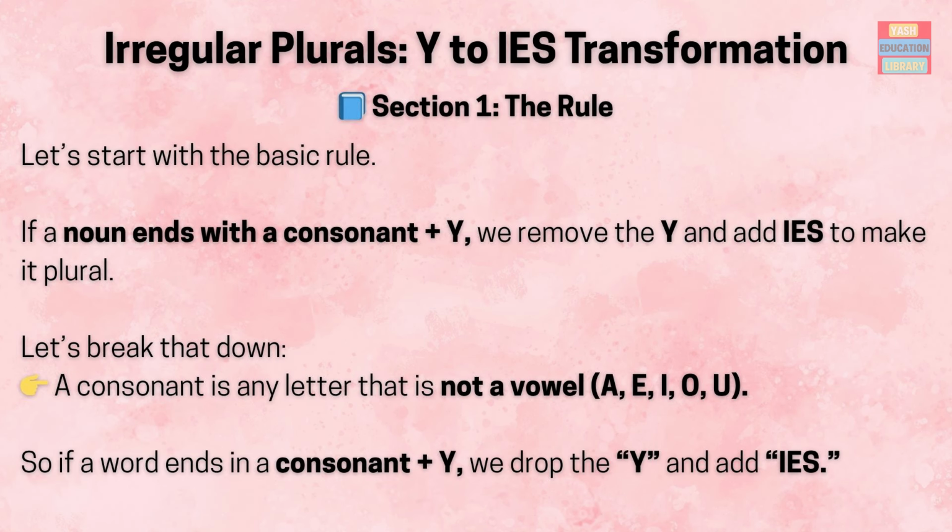Section 1. The rule. Let's start with the basic rule. If a noun ends with a consonant plus Y, we remove the Y and add IES to make it plural. Let's break that down. Consonant is any letter that is not a vowel, A, E, I, O, U. So if a word ends in a consonant plus Y, we drop the Y and add IES.